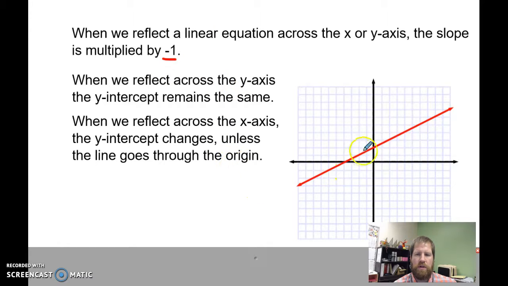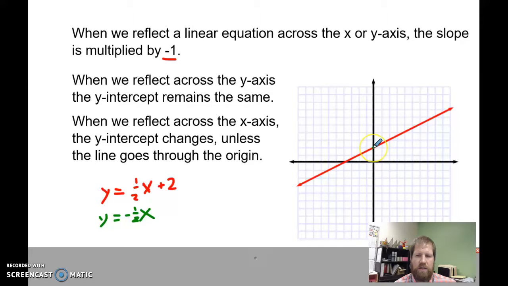So if our slope right here is 1/2, this line would be y equals 1/2 x plus 2, because my y-intercept is up here at 2. The reflection of this line across the y-axis is going to be y equals -1/2 x plus 2. And because it's the y-axis, this point, our y-intercept, is where it's going to flip.